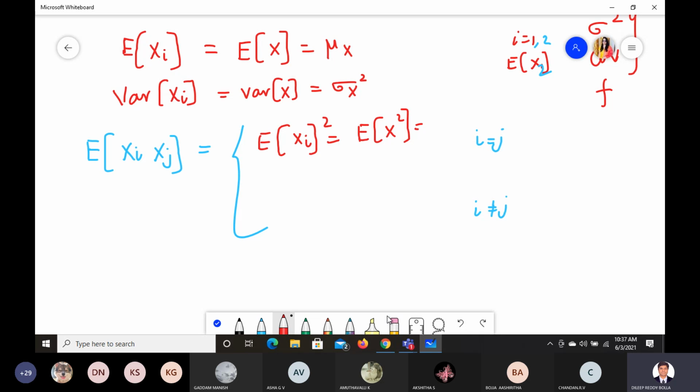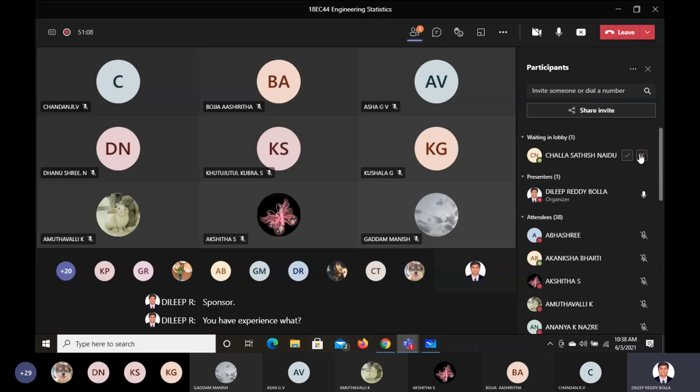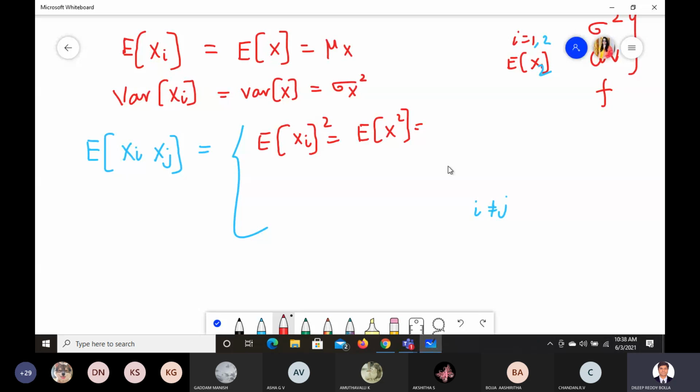So what is this expectation of x square? E of x square is what? It is sigma x square plus mu x square. So this is the standard formula we know, when the i value equals the j value.